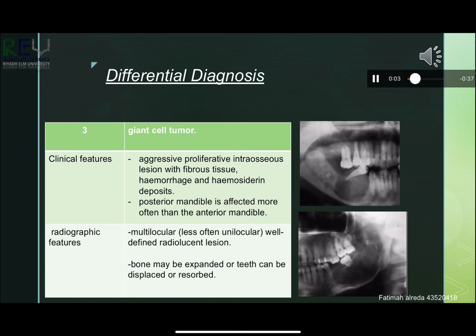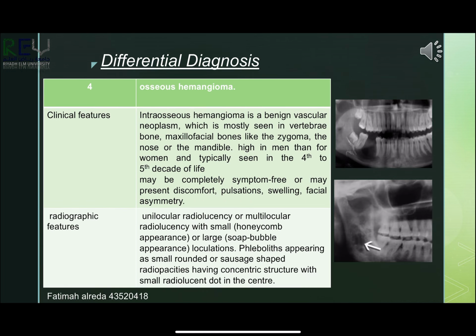Hi, my name is Fatma. I will continue from here. Then we have a giant cell tumor. The clinical feature: it is an aggressive proliferative intraosseous lesion with fibrous tissue, hemorrhage and hemosiderin deposit. It is located in the posterior mandible, affected more often than the anterior mandible. The radiographic feature: it is multilocular, less often unilocular, and a well-defined radiolucent lesion. Bone may be expanded, or teeth can be displaced or resorbed.